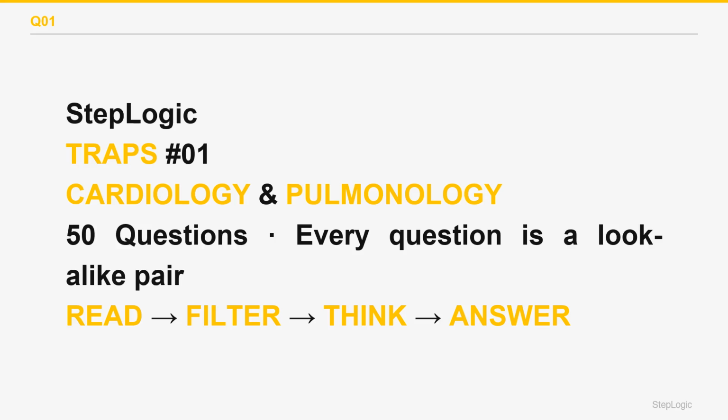Every question here is built on one thing, two conditions that look alike until a single detail separates them. That detail is what the exam tests, and it is what most students miss. 50 questions, cardiology and pulmonology. Learn the discriminator, not the list.